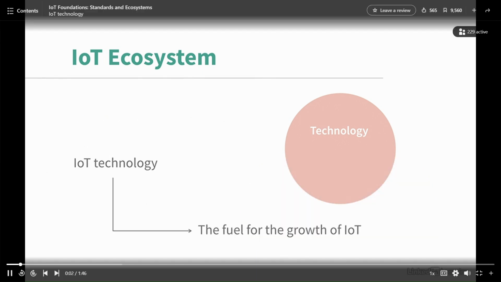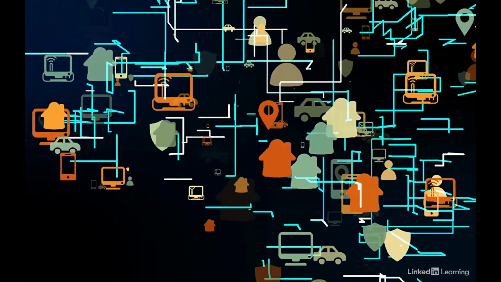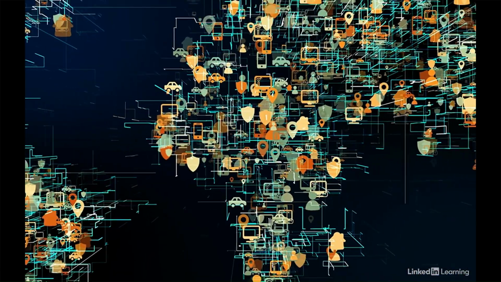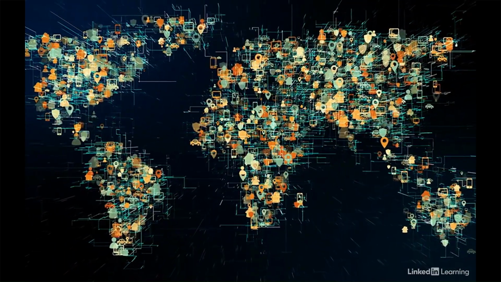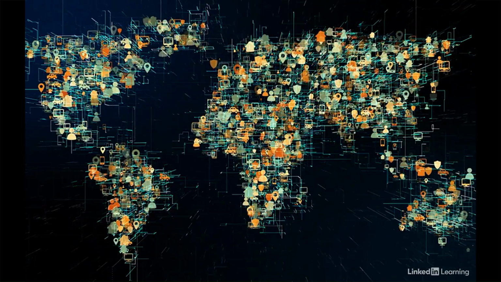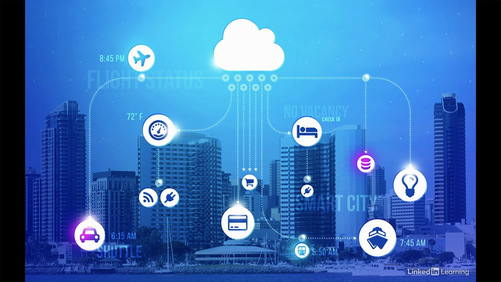The fuel for the growth of the IoT ecosystem. The fast development of technology in different areas has made a great impact in expanding the IoT ecosystem. For example, an early IoT ecosystem would include a machine and a monitoring unit connected through a network within one location, like a factory floor. Now, an IoT ecosystem can involve thousands of objects on a larger scale. An example is a smart city.